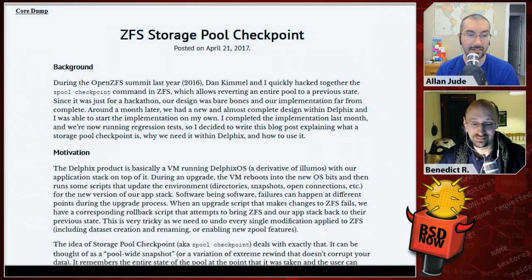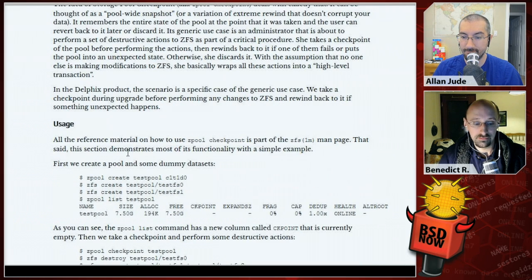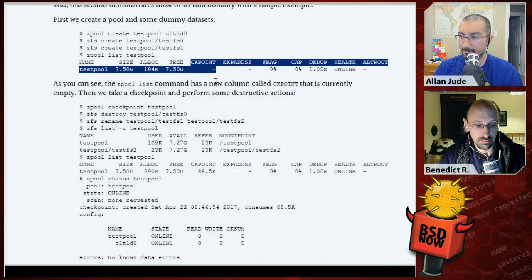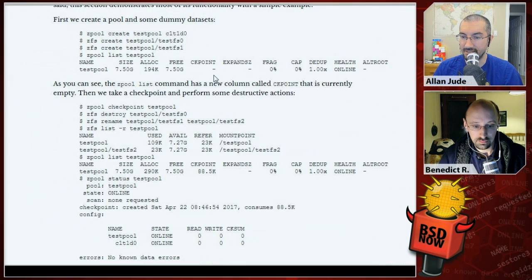With the assumption that no one else is making modifications to ZFS, she basically wraps all these actions into a high-level transaction for the whole pool, basically. So they actually have an example in here of deleting. They create a new pool, and they create 2 datasets on it. And you can see here that there's this new checkpoint field, but it's blank. It's just got a dash.